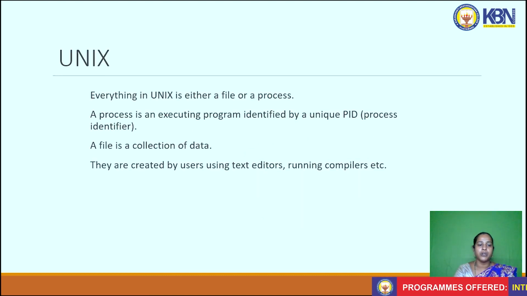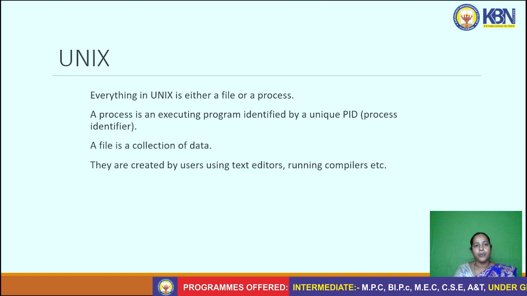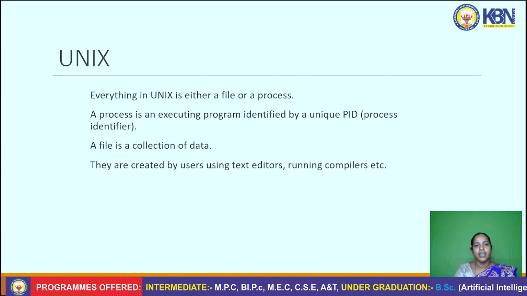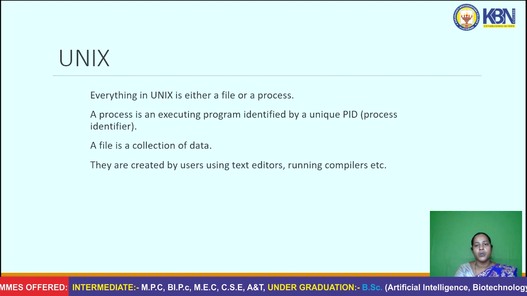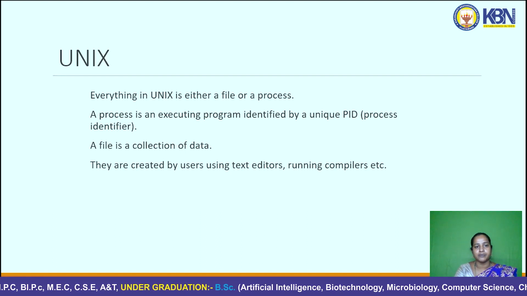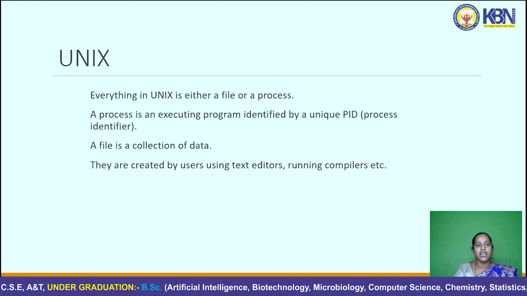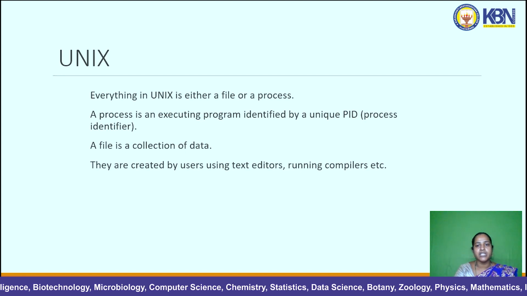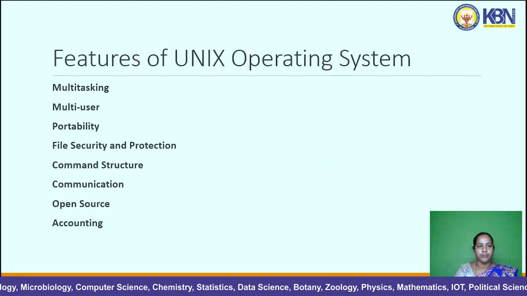So next coming to the topic is Unix. Unix is nothing but a file or a process. A process is a program in execution. It can be identified by a unique PID. PID means process identifier. A file is a collection of data. These are created by users using text editors, running compilers, etc.